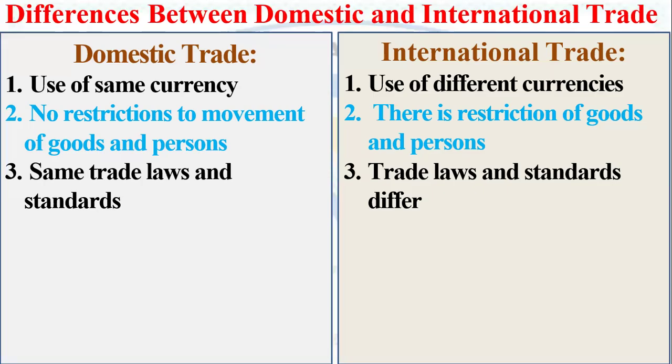In some countries, prostitution is a legal economic activity. In Ghana, it is not. So there are differences in the laws that govern what is legal to be traded in and what is not legal to be traded in. When it comes to the standard, we are looking at the level of quality of the products. They also differ from one country to the other.